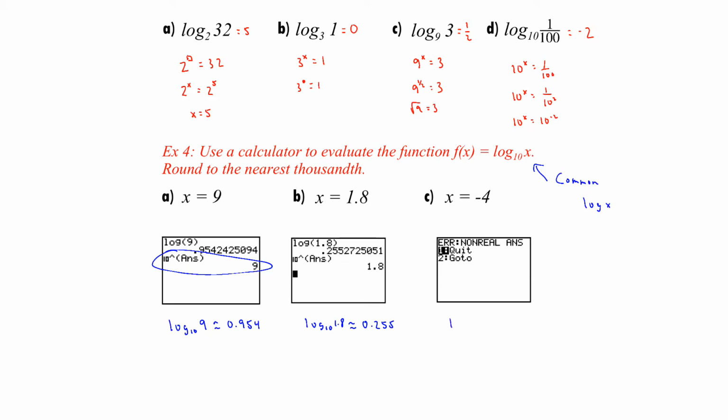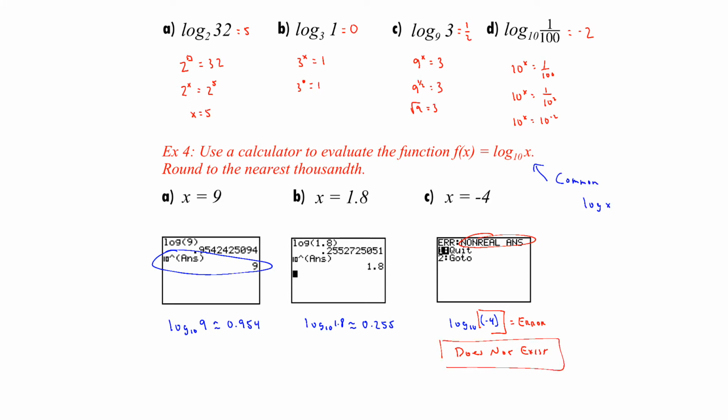Now on the last one, you can see that there's something wrong, because log base 10 of negative 4, go back to our definition of a logarithm. We cannot take log base b of a negative number. It has to be greater than 0. So right here, we have an issue, and that's why it says non-real answer. And since we get an error, this does not exist.